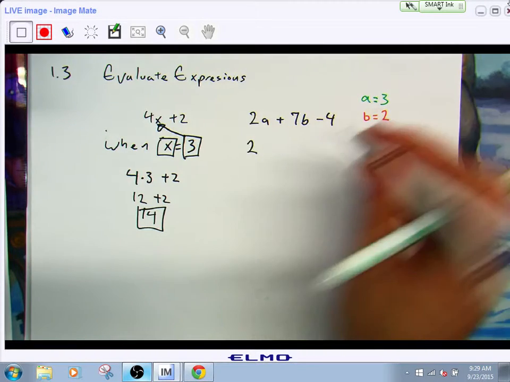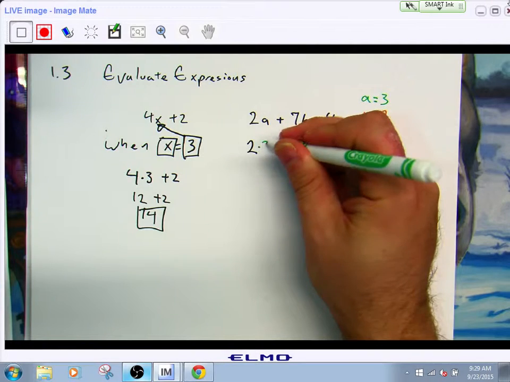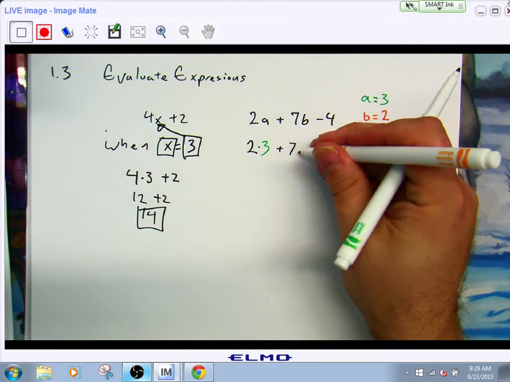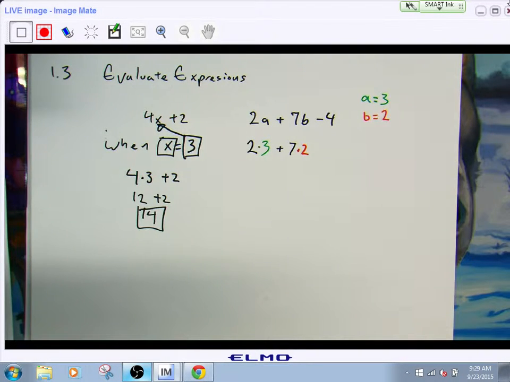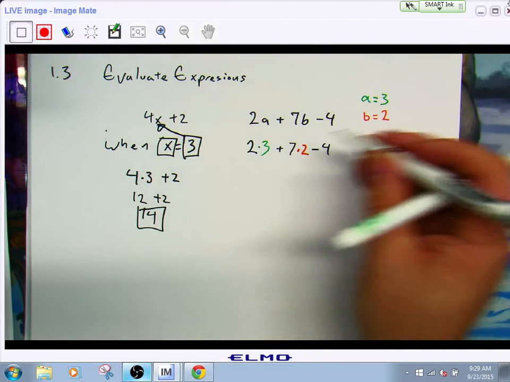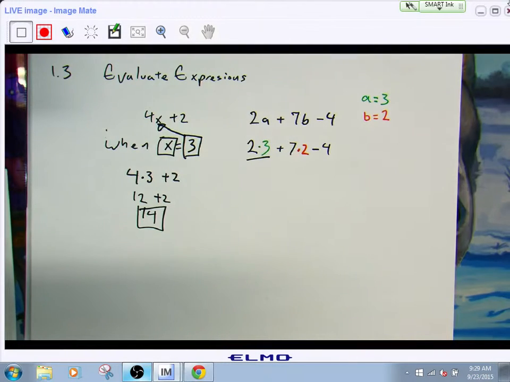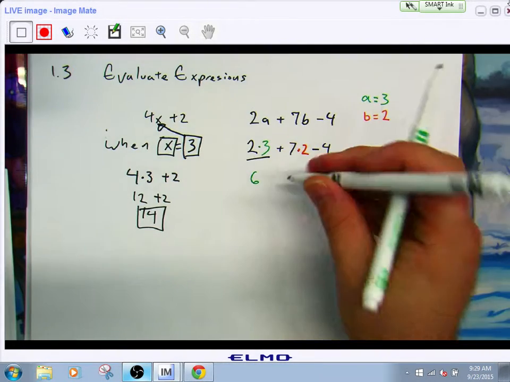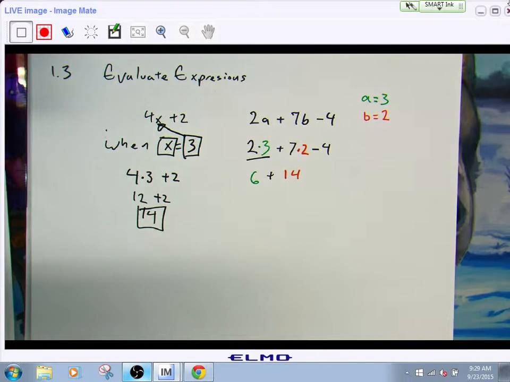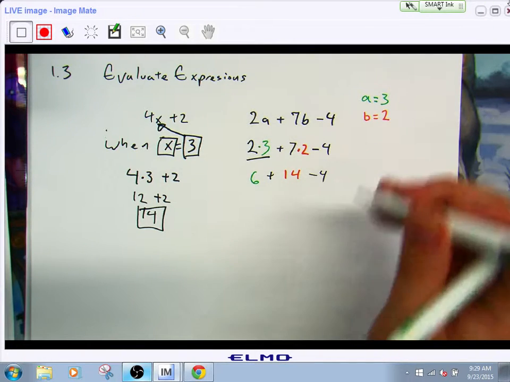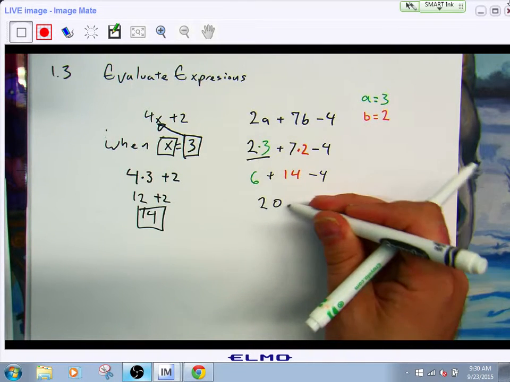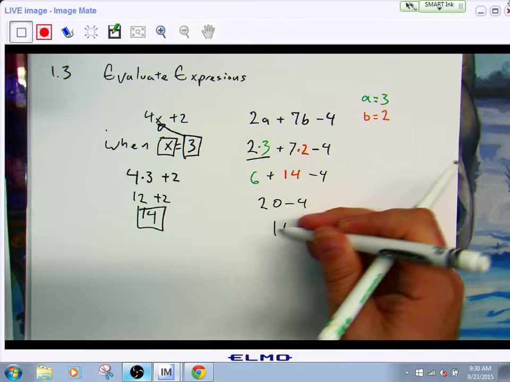So I'm going to say 2, and then that's going to be times 3, because that's what my a is, plus 7, and then that one's going to be times 2, because that's what my b is, and all of that's going to be minus 4. Now that I have this, I just have to evaluate this. 2 times 3 becomes 6. 7 times 2 becomes 14. And finally, we'll be subtracting 4 from all of that. 6 plus 14 equals 20 minus 4. 20 minus 4 is 16.